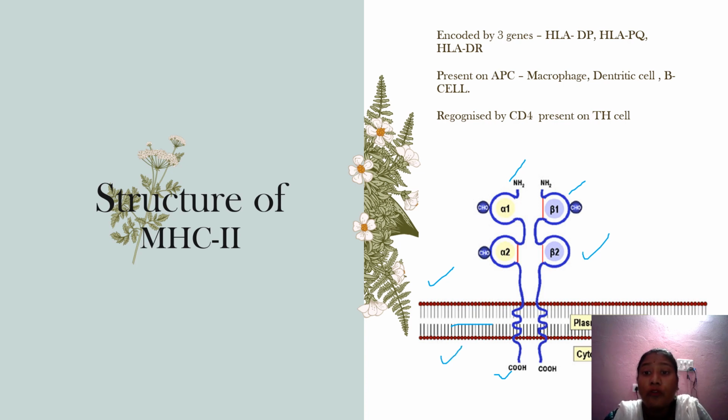The peptide binding groove here is between alpha 1 and beta 1, but in the case of MHC1, if you remember, it is between alpha 1 and alpha 2. Okay, so here the groove is between alpha 1 and beta 1.